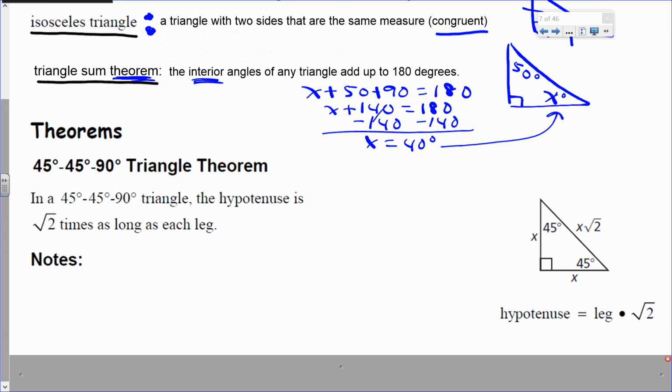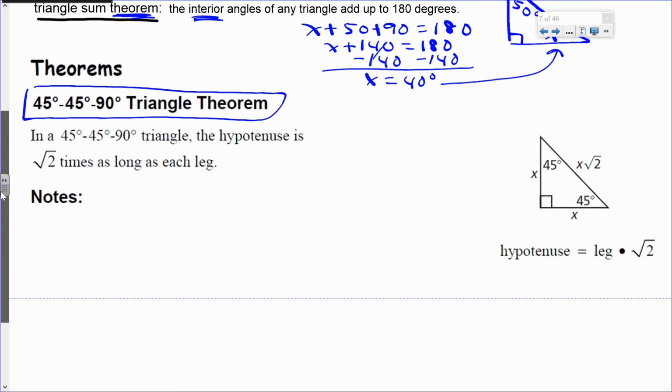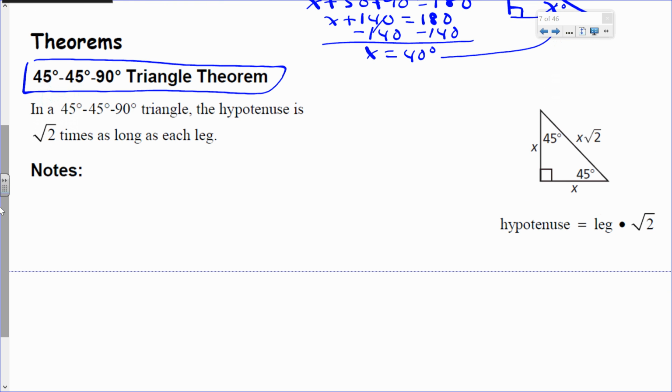Here we are. You have your paper in front of you. This is all on your paper. Look at what this law says. If you have a 45, 45, 90 right triangle, underline this with me on your paper. The hypotenuse is radical 2 times as long as each leg. Radical 2 times as long as each leg. It's right in front of you, right? So I want you to underline that part on your paper.